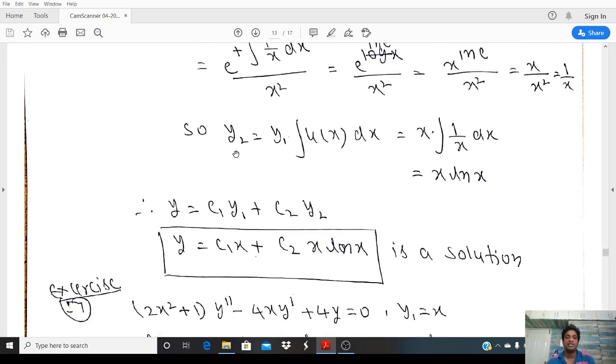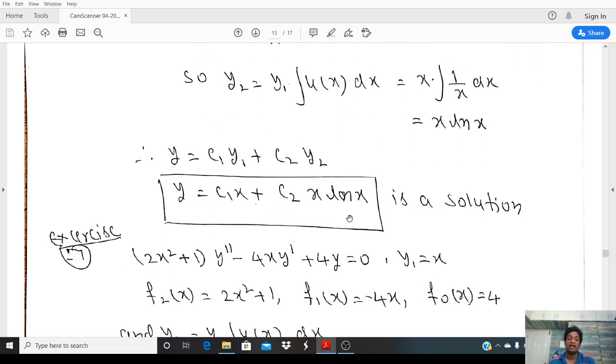So our solution y2 is equal to y1 times the integral of u of x dx. Y1 is equal to x, which is given, and the integral of u of x is what we found, 1 by x dx. So what is our general solution? Y is equal to c1 times the first solution plus c2 times the other solution. The first solution is x, and the other solution, which we just found, is x ln x. The combination with constants will be our solution. And remember, x and x ln x are linearly independent solutions.